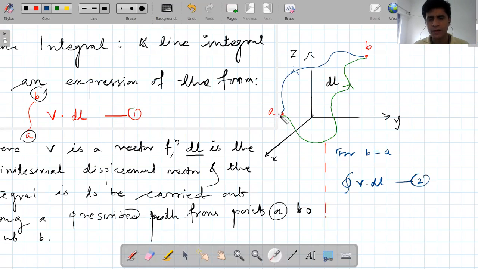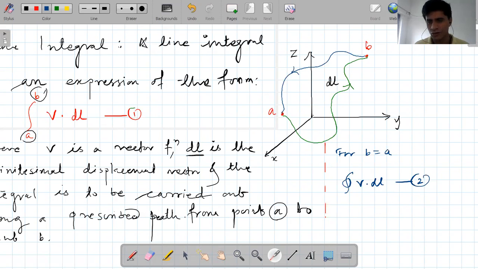Suppose your particle is traveling from initial point A up to only B, then you can write equation number 1. But again, the initial point is A, traveling up to B, and again the point is traveling from B to A. This is the loop, and for this case you can write equation number 2. For any closed loop, dear student, put a small circle on this integral sign. That is equation number 2, and this is about the line integral. Understood up to this level? Yes, sir.